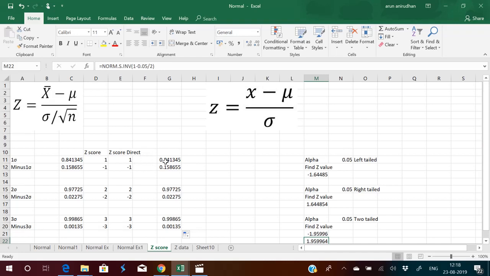You got the z score, how to find the p value. You got the p value, how to find the z score. So what we studied till now, we studied two functions, norm.s.dist and norm.s.inv. Hope it is clear to you.